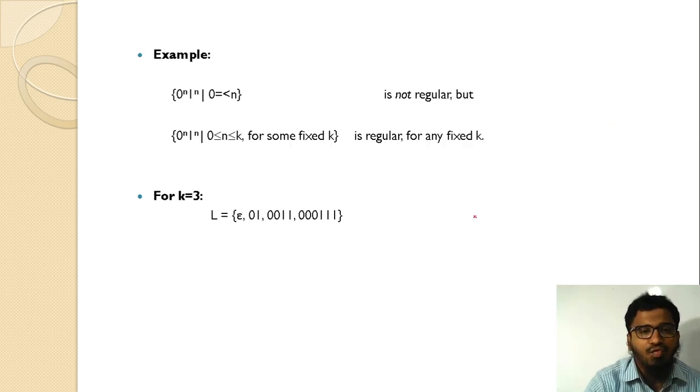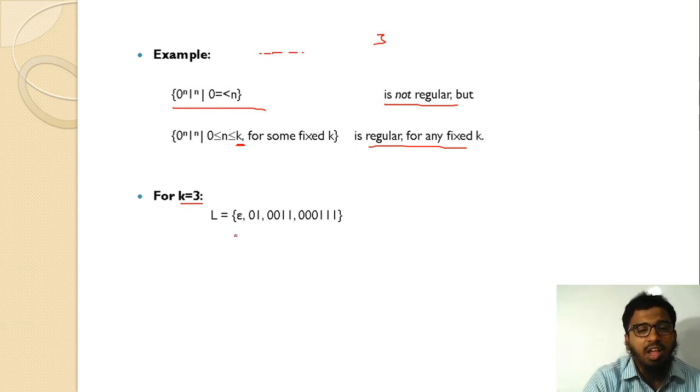Here is an example: if we have this language, as I told you, 0 power n, 1 power n, n greater than or equal to 0, it is not regular, but it is regular after fixing k. We don't know any n value, but if we define k like 3, then it will stop after some steps. What does it mean? 0 power n, 1 power n means an equal number of zeros and ones. So see here: 01, 0011, 000111. If k equals 3, then it will stop here.